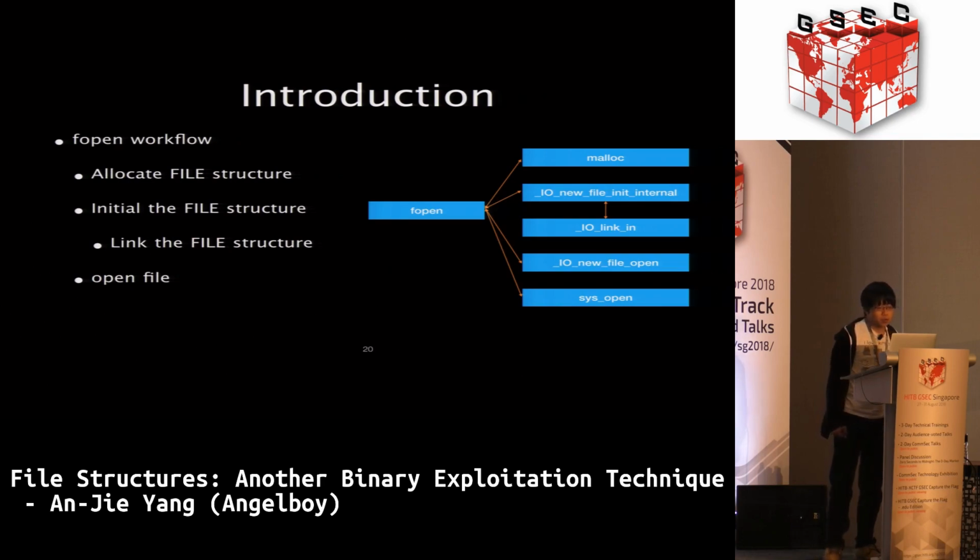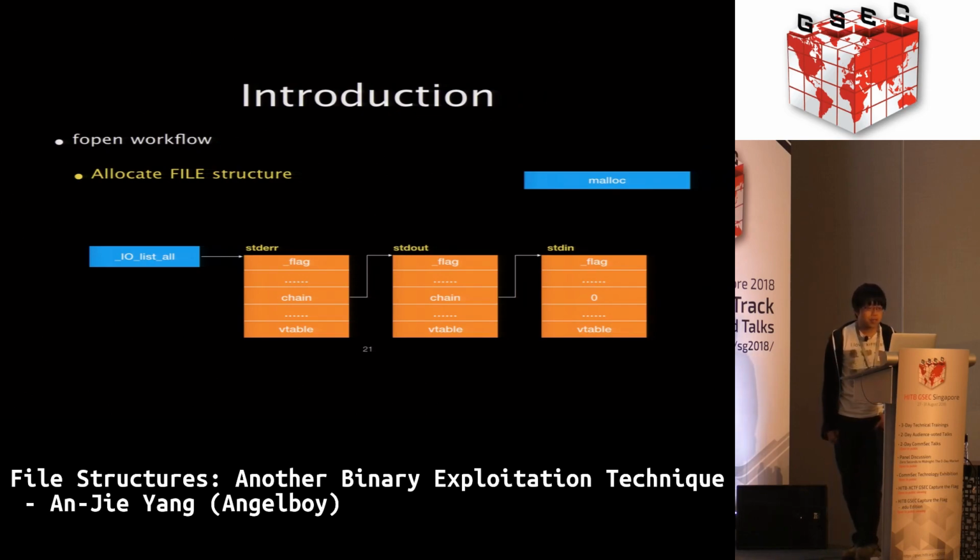Next, I will use a few common functions in the file stream to show you how the file stream works. The first one is fopen. Actually, every function in a file stream is very complex, so I pick a few key points here. The left part is the workflow of fopen, and the right part is the Glibc original function. Let's look at it step by step.